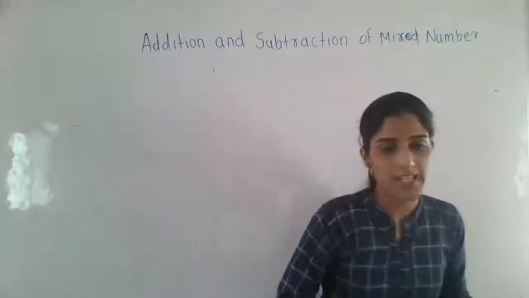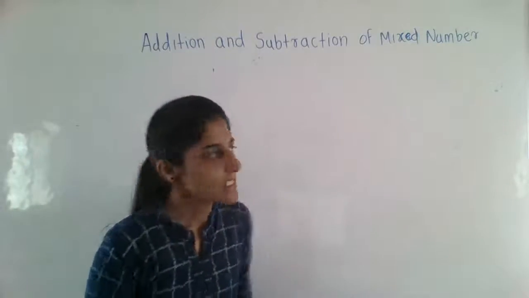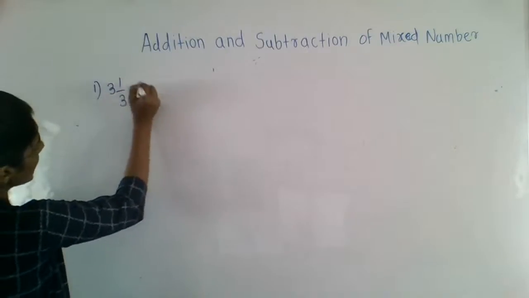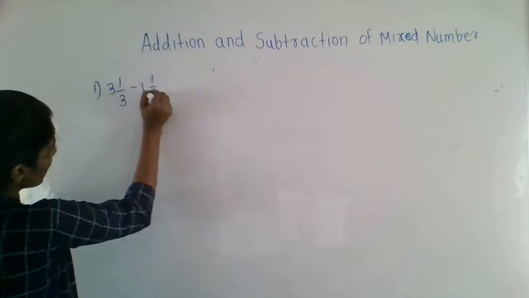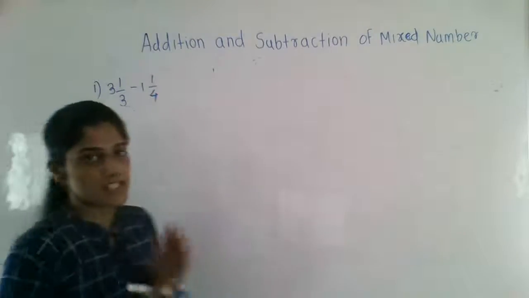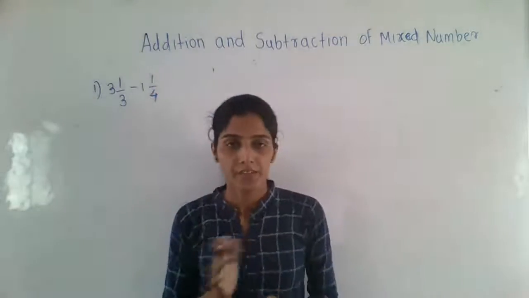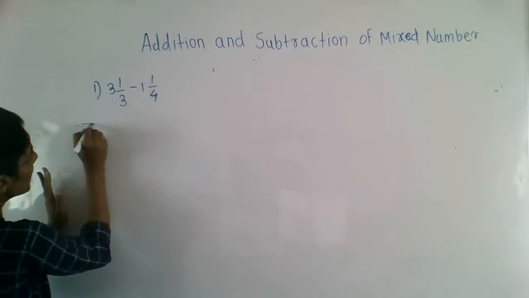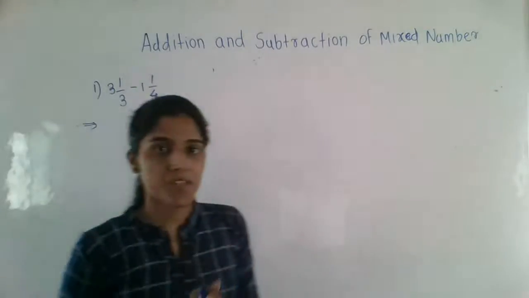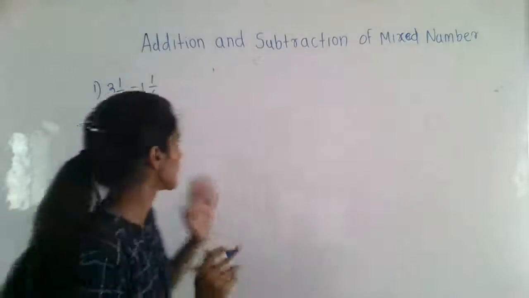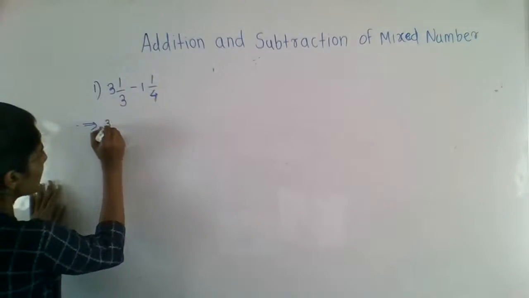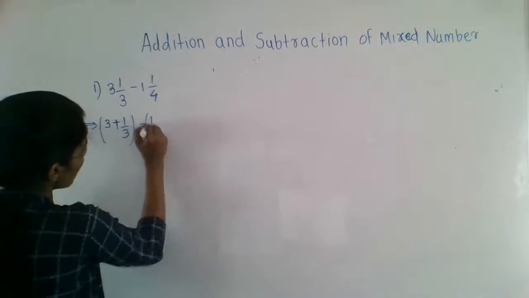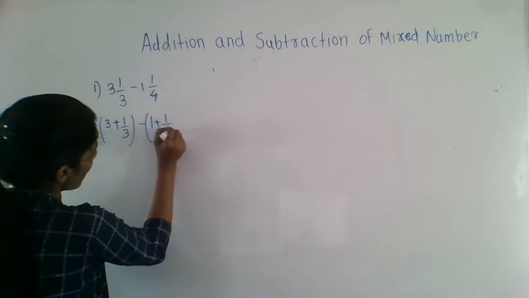Suppose we take the next example from the practice set: 3 and 1 by 3 minus 1 and 1 by 4. Suppose that is our example. I can use the first method here, but you can use any method. 3 plus 1 by 3 and minus 1 plus 1 by 4.